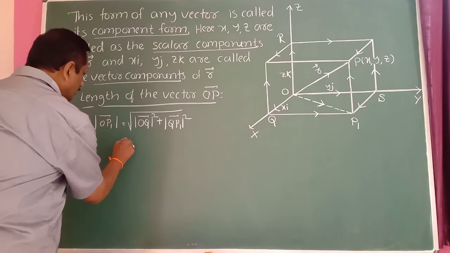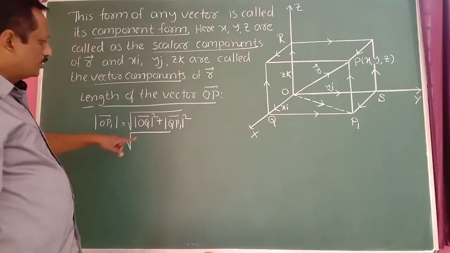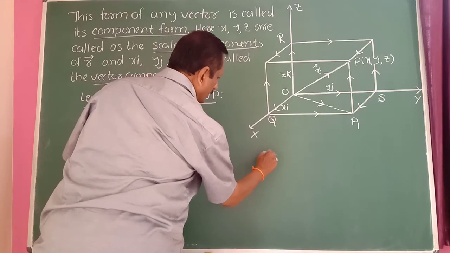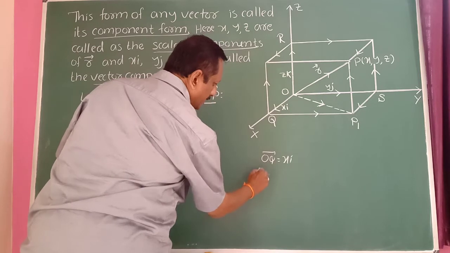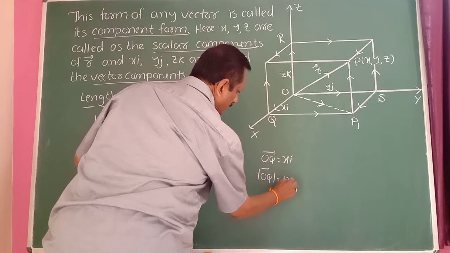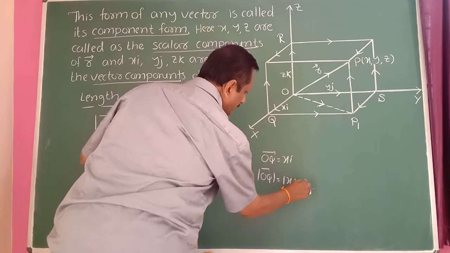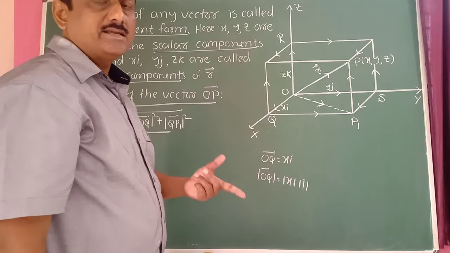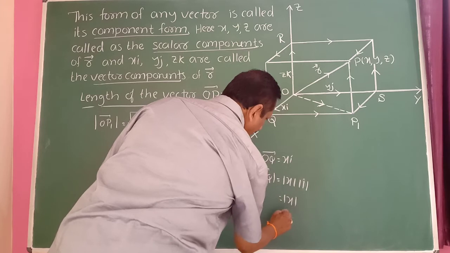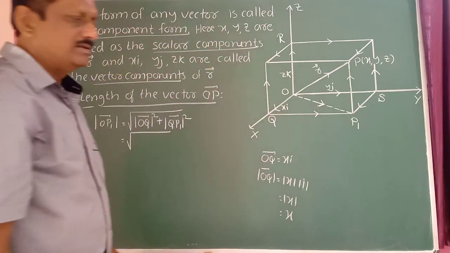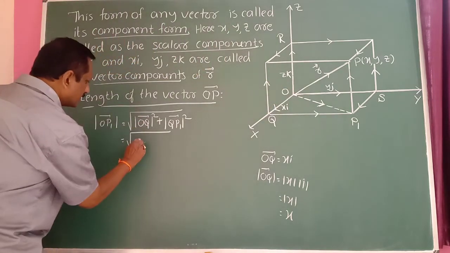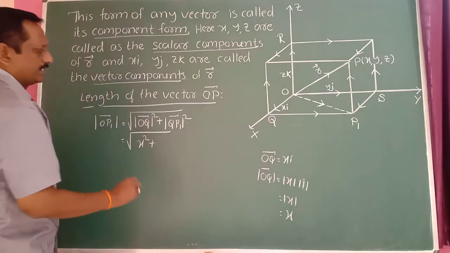So this is equal to root of modulus of OQ, which means length. Just observe here, OQ bar is x into i. Then modulus of OQ becomes modulus of x into modulus of i. You know that i is a unit vector, so modulus of i is 1. So it is modulus of x, which is written as just x. Therefore, this length is x unit, so this becomes x square.